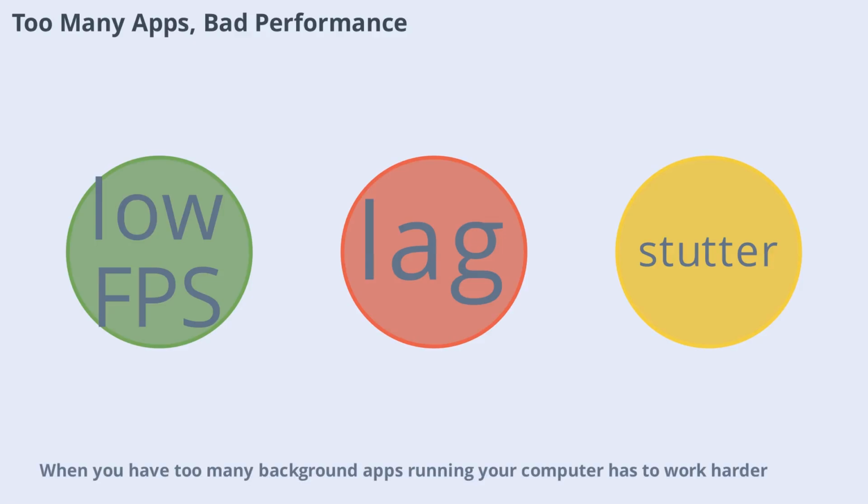This can lead to low FPS, lag, stutter, and a generally slow PC. FPS, or frames per second, is how smoothly your game runs. Lag and stutter make your game feel choppy. A slow PC can make everything frustrating. That's why it's important to keep background apps to a minimum.